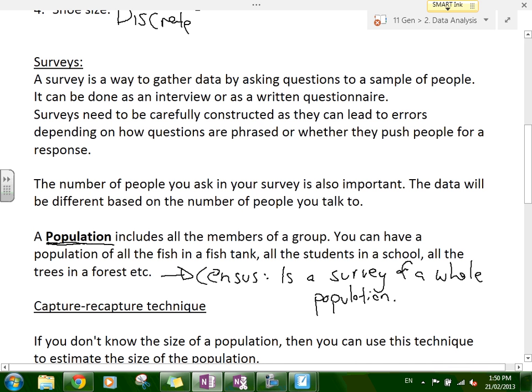How often do they do a census? Every 5 years. So they collect data about people in Australia to make decisions. So they know they have this many schools or need to build a new school. Okay? So that's the census and that's population.